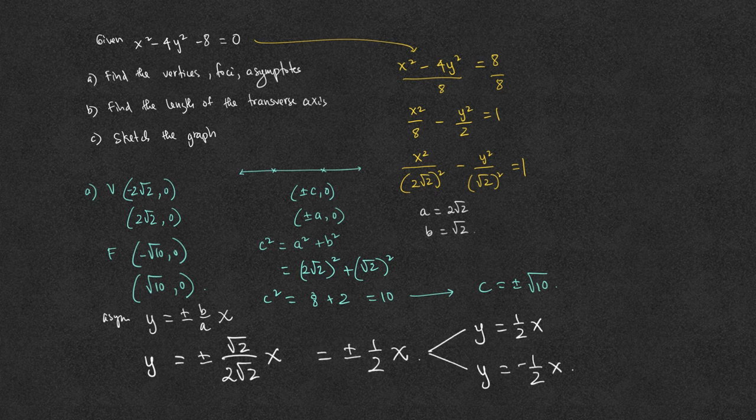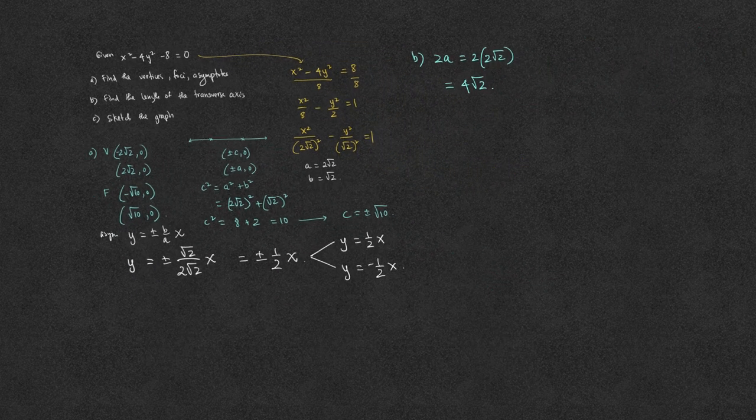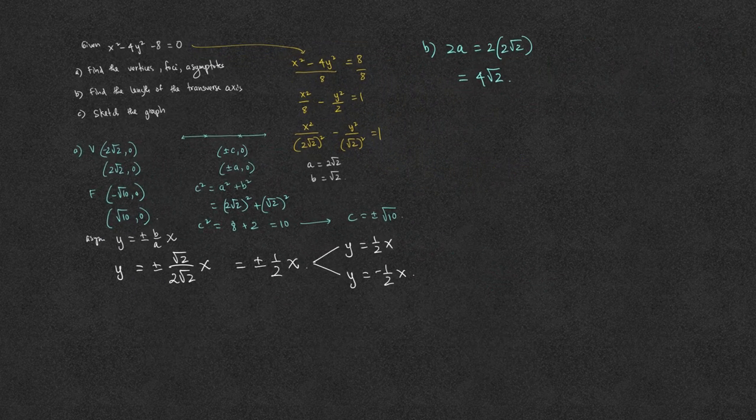Also, because the transverse axis is horizontal, the length of the transverse axis is therefore 2a, and so for part B, 2 times a, but a is 2 root 2, so the length of the transverse axis is 4 root 2. To sketch the graph of this hyperbola, we first sketch the vertices, the foci, and the asymptotes.